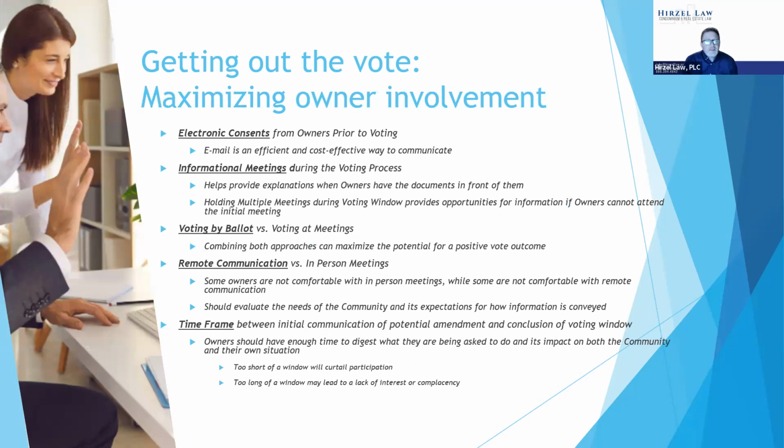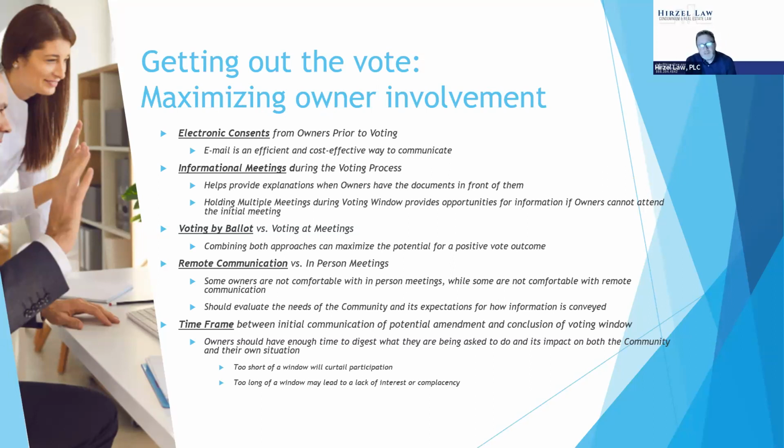All right, and then with respect to maximizing owner involvement. So now this is part of getting out the vote. You know, what can be done in order to try to get the maximum level of owner involvement? You can obtain electronic consents. This will allow you to correspond and provide information by email. You can conduct informational meetings before or during the voting process. That gives people the opportunity to ask questions and get explanations.